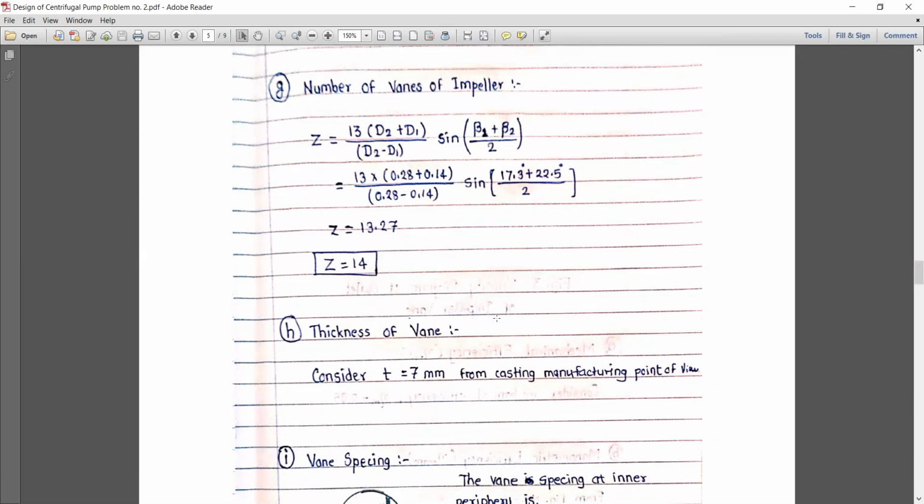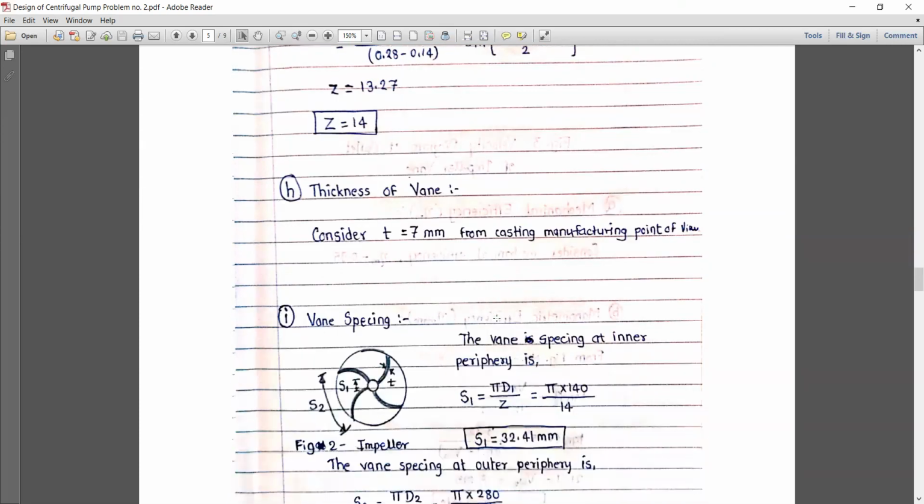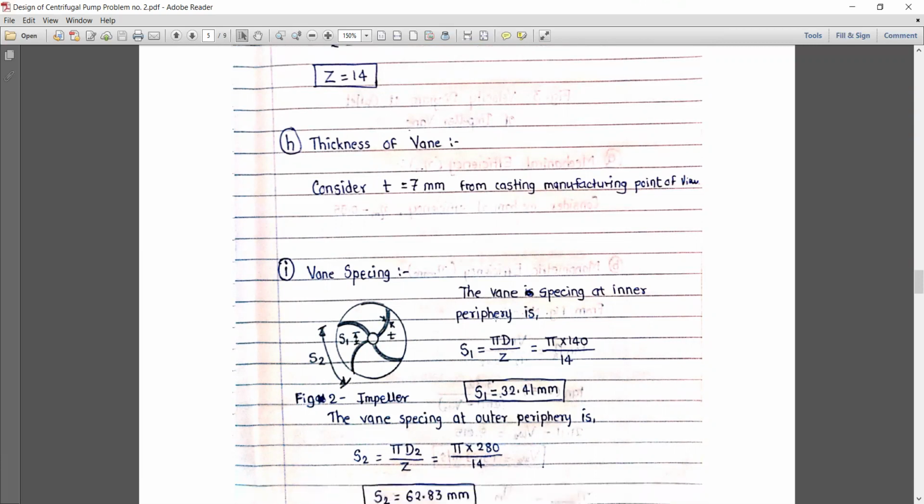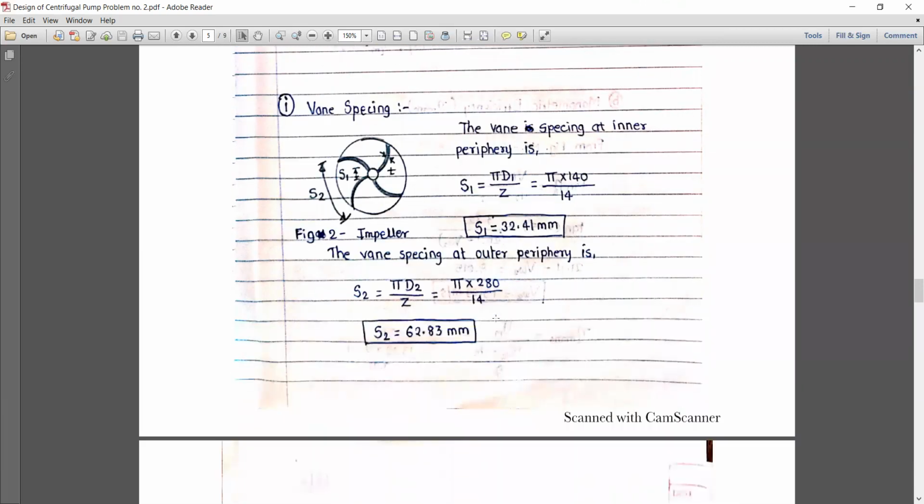Next, about the thickness of the vane. From the manufacturing point of view, because it is made from castings, the vane thickness should be between 6 to 10 mm. So here we are considering 7 mm thickness of the vane based on the manufacturing point of view.